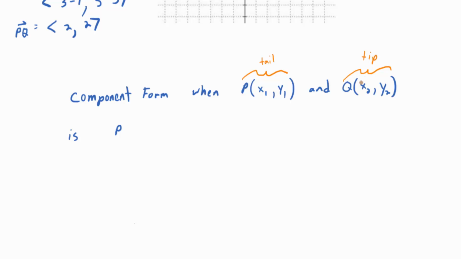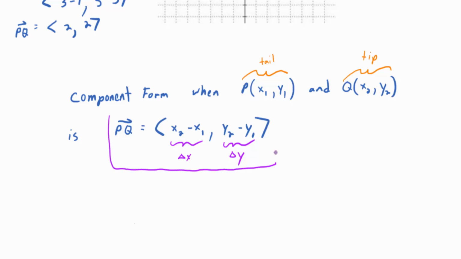Then if you want to write that in component form, delta x, delta y, then PQ is going to be x2 minus x1 for the delta x, the same as the run for the slope. Then y2 minus y1, same as the rise for the slope. But again, it's just another way of saying delta x, delta y. Okay, does that make sense? So this is a formula, you guys.